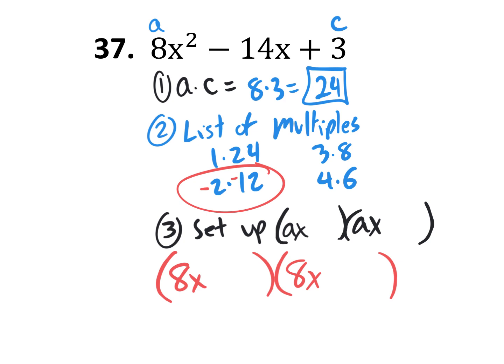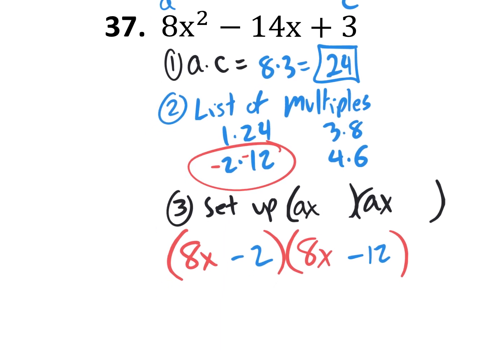Okay, let's continue on here. So what do I put in these blank spots? The minus 2 and the minus 12. Excellent. So minus 2 right there, minus 12 right there. And in reality, it doesn't matter which one you put first or second, as long as both of those numbers are there. And now for our final step 4, all we do is divide.